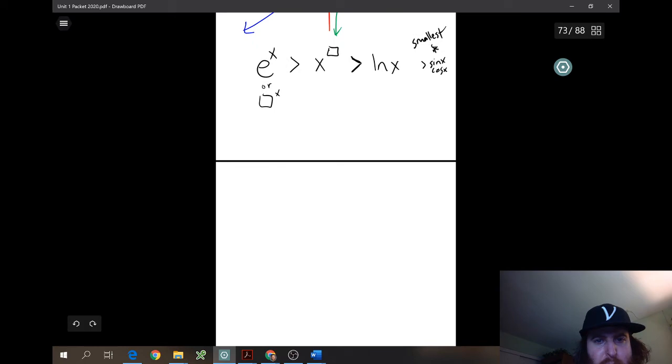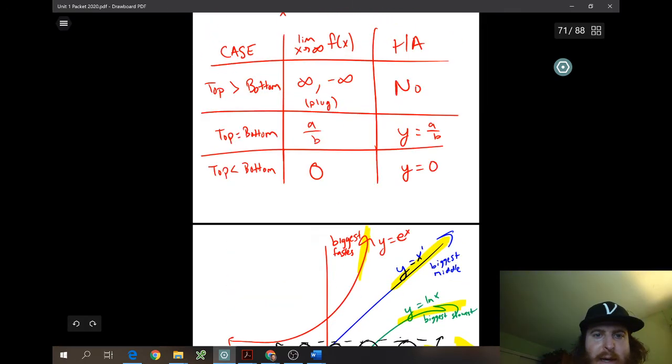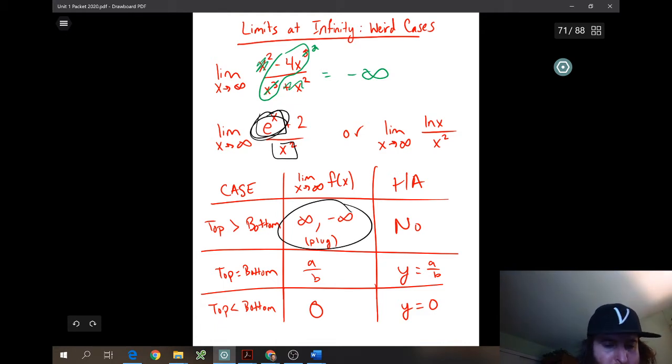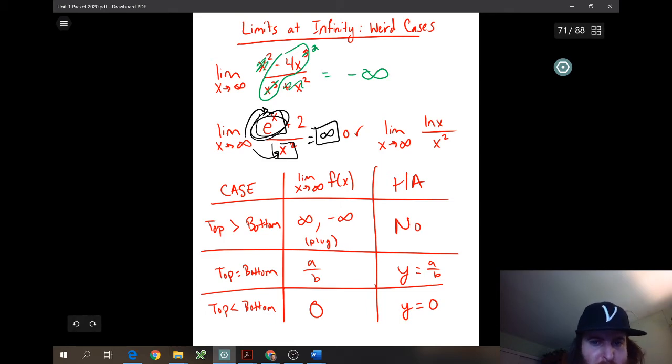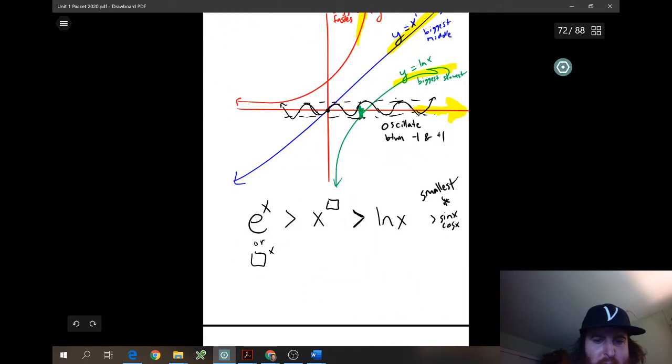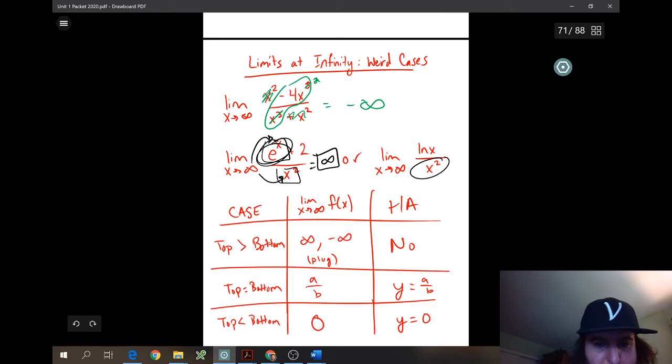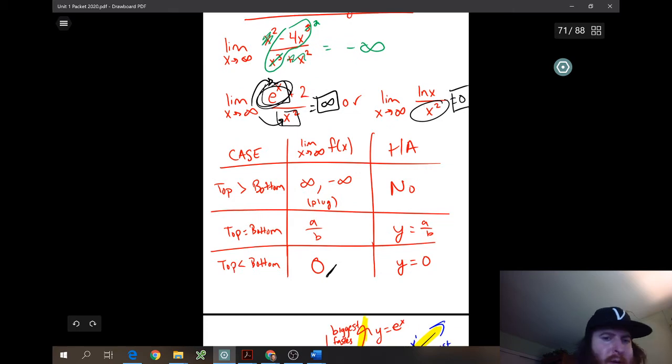Okay? So let's go back to the examples we were talking about. What's the biggest in this case? Well, e to the x is bigger than x squared, so it's going to be going to infinity or negative infinity. If we plug it in, e to the infinity is positive, so it's positive. Here, x squared takes precedence over ln of x. So in this case, our bottom is bigger, and the bottom bigger case is 0.